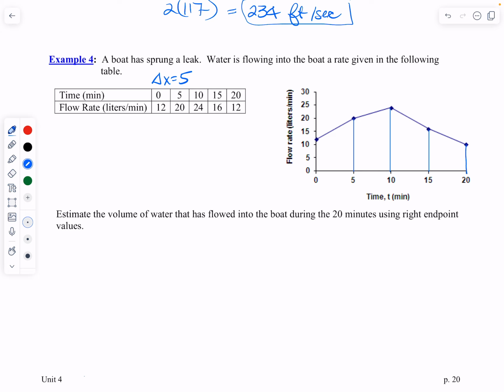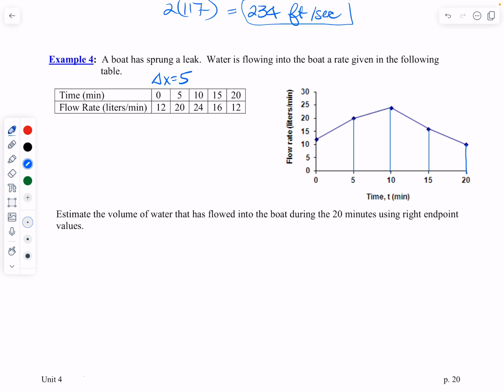Okay, now I'm looking at the results in the chart, and it says at 0 it's 12, at 5 it's 20, at 10 it's 24, at 15 it's 16, and at 20 it's 12. Estimate the volume of water that has flowed into the boat during the 20 minutes using the right endpoint values.